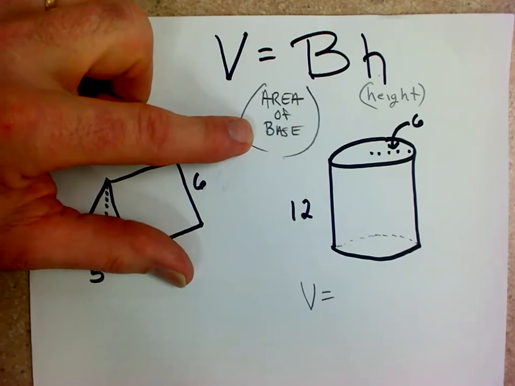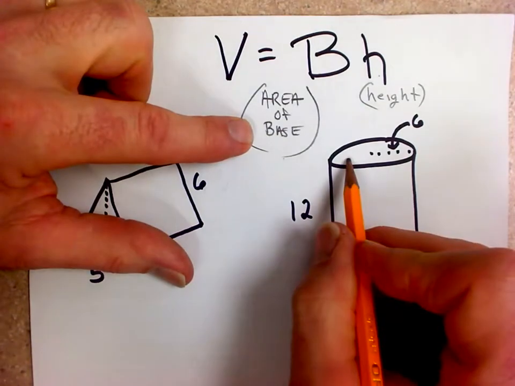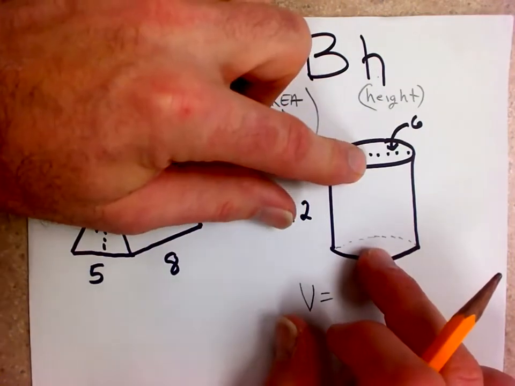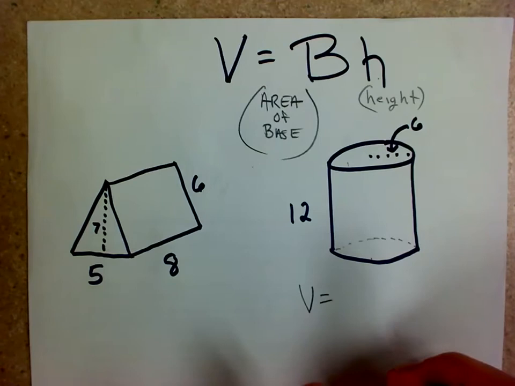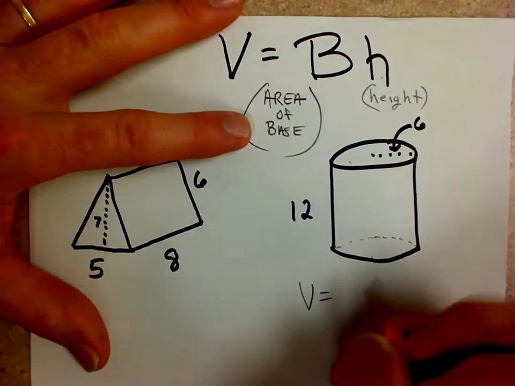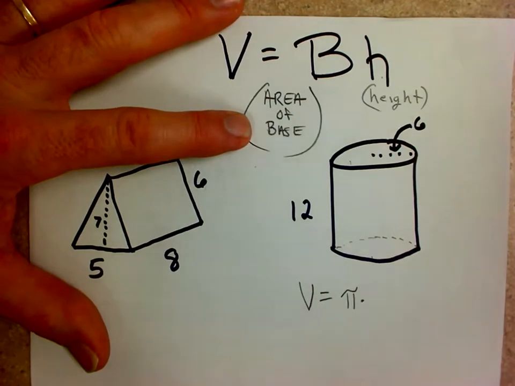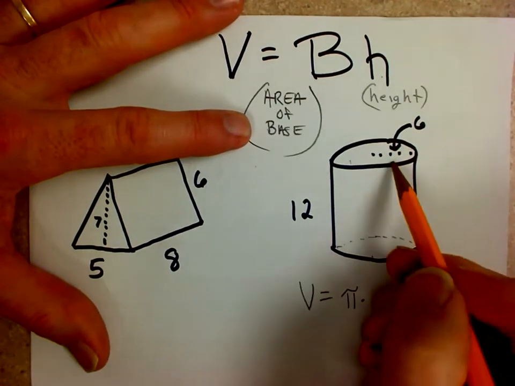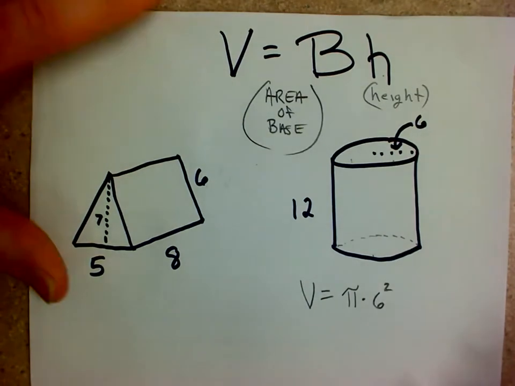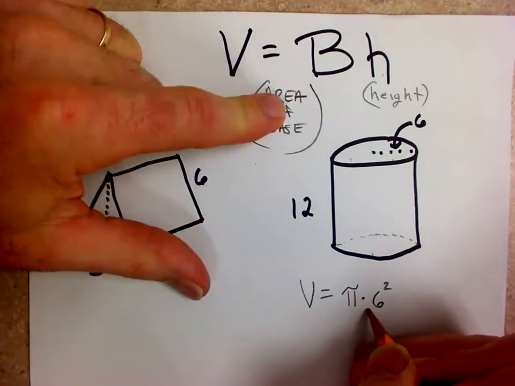The base is the circle. Same circle here as on the bottom. Really doesn't matter which one you use, but remember the base, there should be two of them. Well, I shouldn't say that. There's not going to be two of them in every shape. So the base is a circle, so we have to find the area of the circle. That's our formula, pi times our radius squared. For this particular shape, our radius is 6. 6 squared. So that's the area of our base.